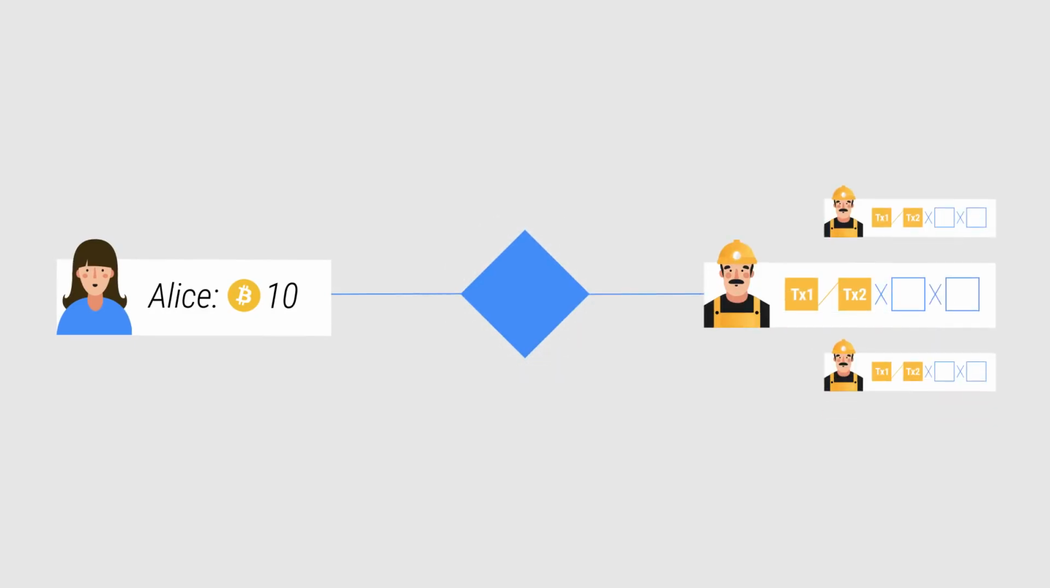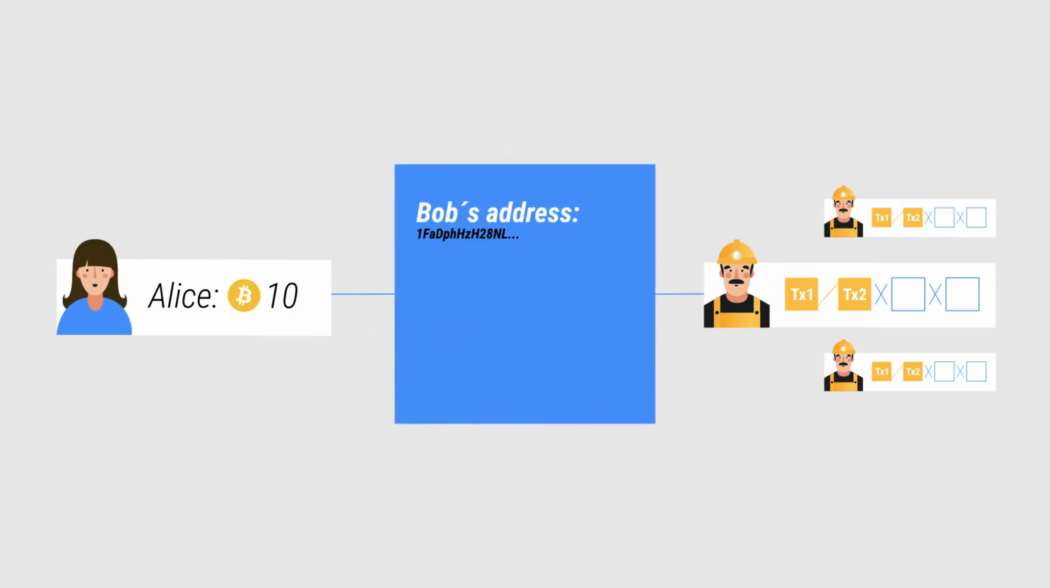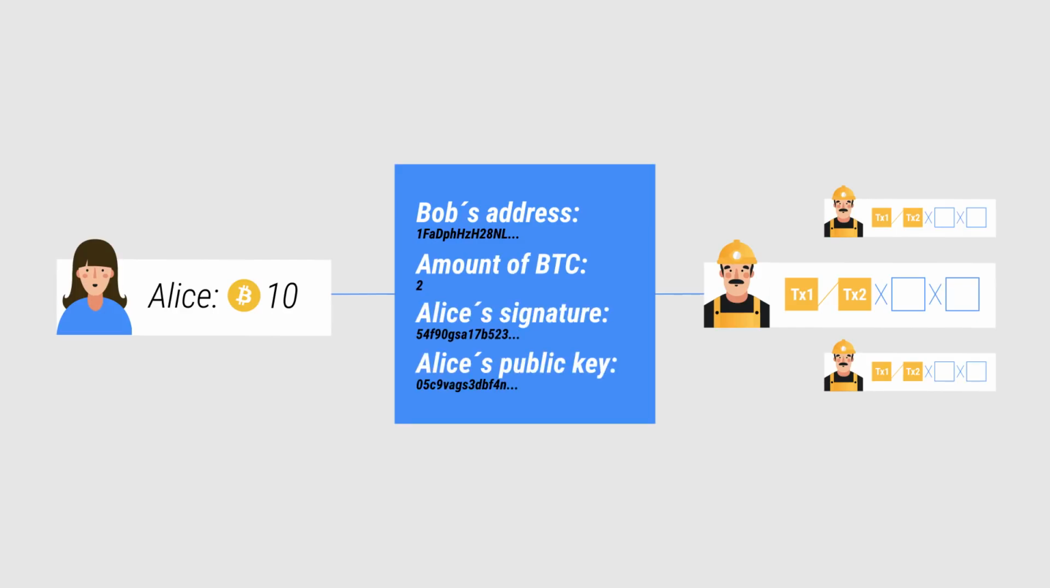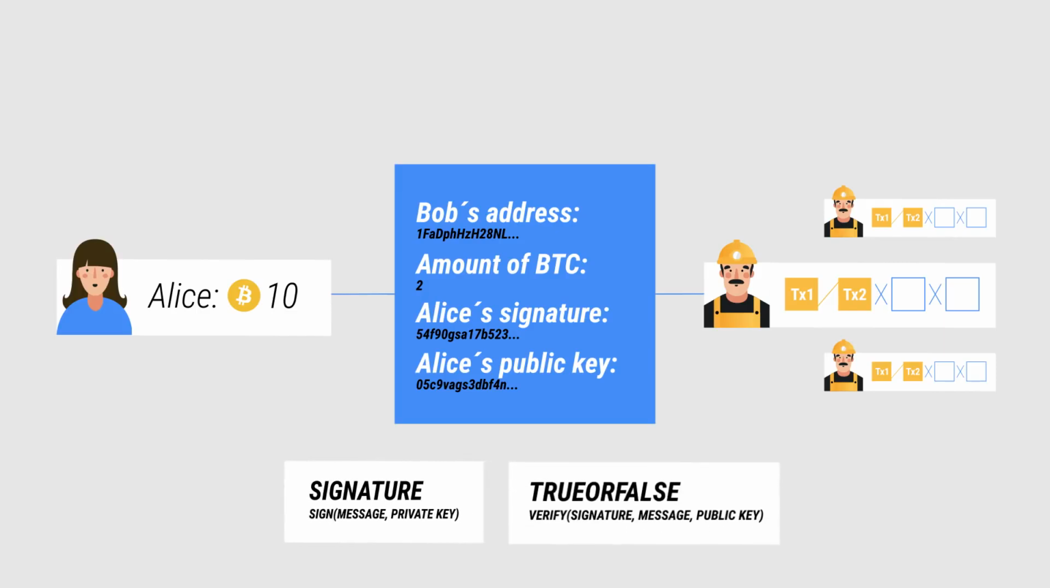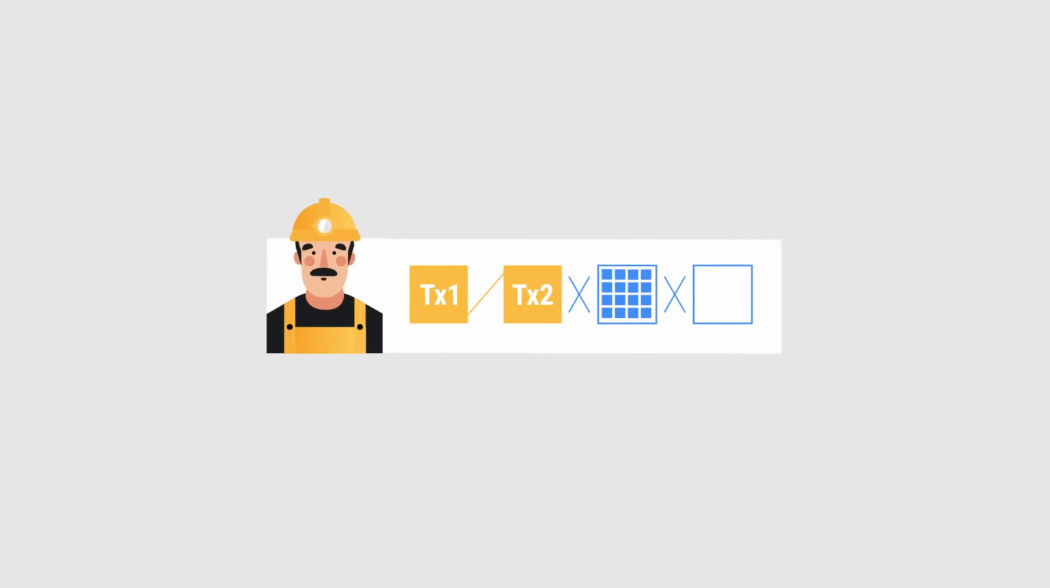In that broadcast, Alice gives the miners Bob's public address, the amount of Bitcoin she would like to send, along with a digital signature and her public key. The signature is made with Alice's private key, and the miners can then validate that Alice in fact is the owner of these Bitcoin and that she wants to make the transaction. Once the miners are sure that the transaction is valid, they can put it in a block along with many other transactions and attempt to mine the block.